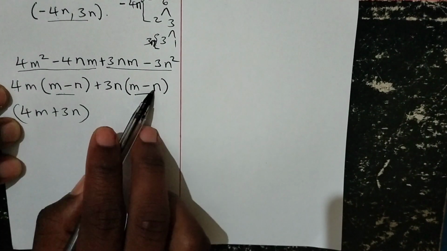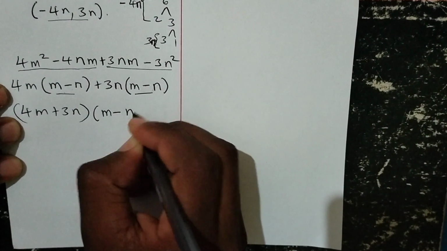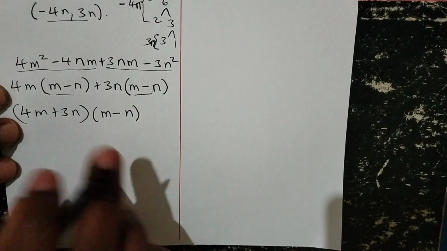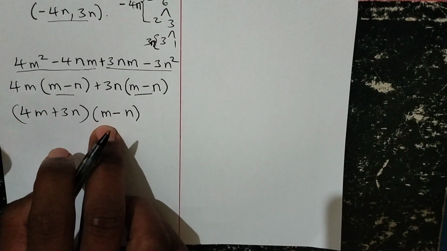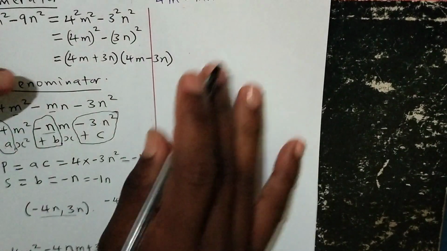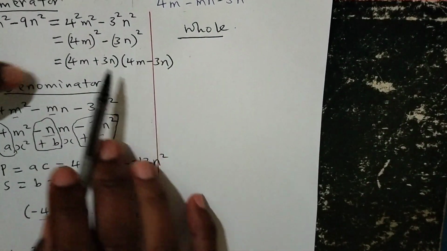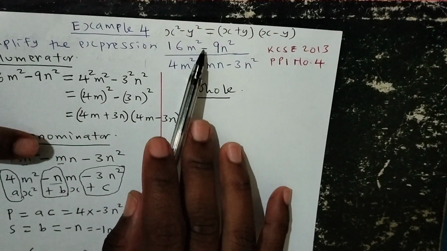Then because these ones are similar, I just pick one of them. So m minus n, m minus n. So this is my denominator. So once you have both the numerator and the denominator, you simply combine the whole equation. So the whole equation was, I simply take the numerator, divide it by the denominator.